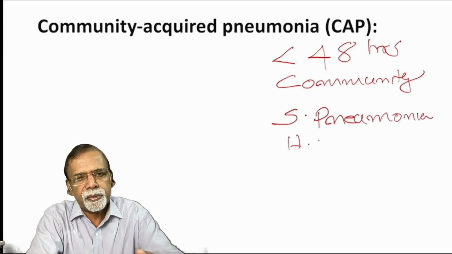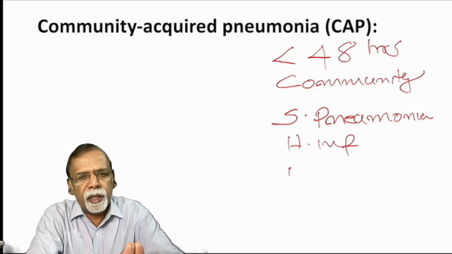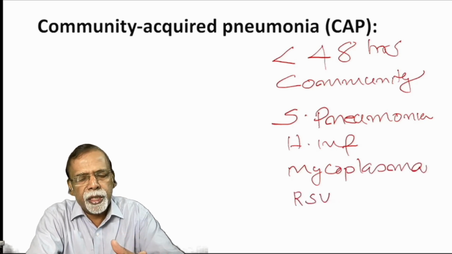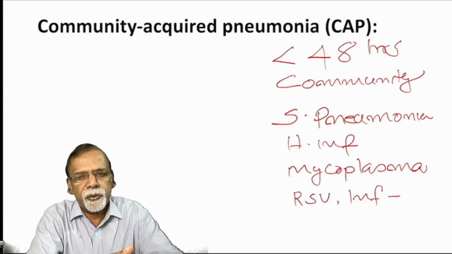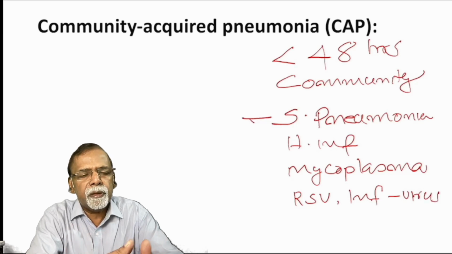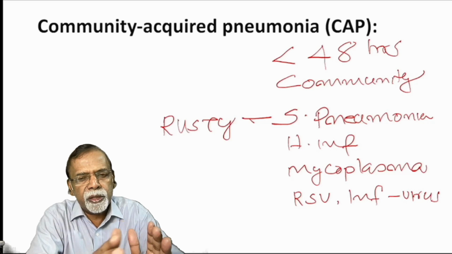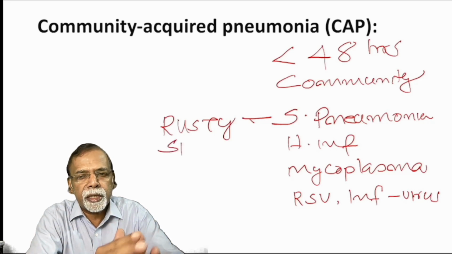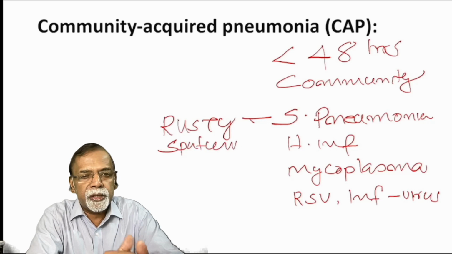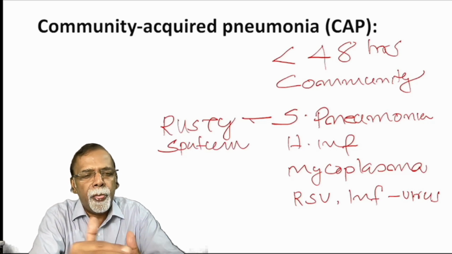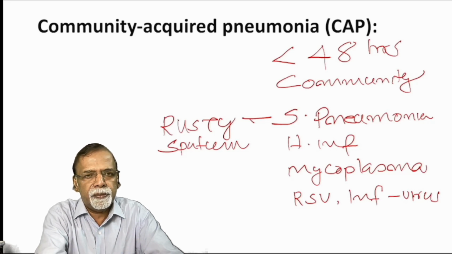The presentation is typical: fever, cough, breathlessness, chest pain. Sometimes there can be hemoptysis. In case of pneumococcal pneumonia, you can get a rusty sputum. And some patients may be sick and may need hospitalization. So the distinguishing feature is that CAP occurs outside hospital healthcare facilities, and the causative organisms are typically encountered in the community rather than those present in the hospital.